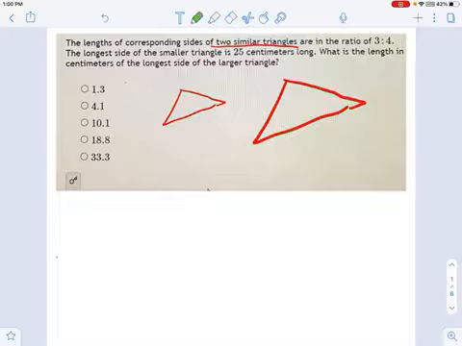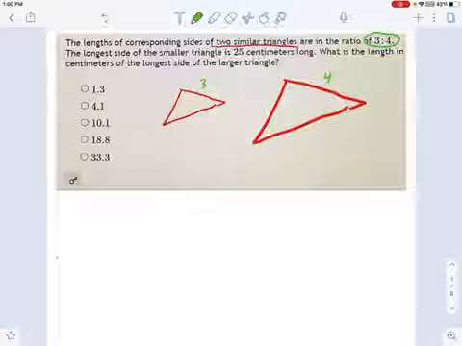In this example, I've drawn a small triangle on the left, and we could pretend that one of its side lengths was 3. In the bigger triangle, that means the side length is 4. See this ratio right here? 3 to 4? That's what I'm looking at.